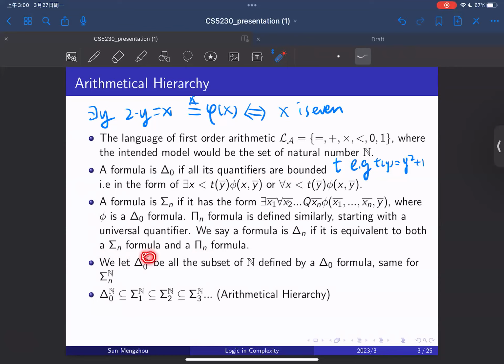And we add a subscript n to mean all the subsets of natural numbers defined by the delta zero formulas. So especially we can say that the even numbers are inside the delta zero definable subsets. And similarly, we can define sigma n and pi n, and here is the arithmetical hierarchy. So delta zero definable subsets are a subset of sigma 1 definable subsets, and so on and so forth. So this is the arithmetical hierarchy.